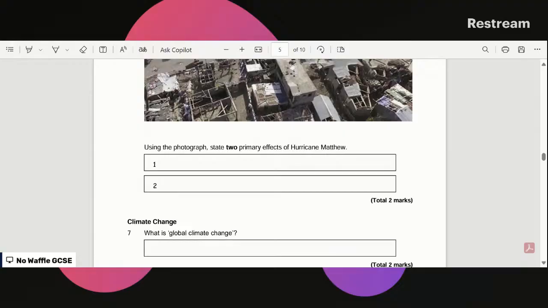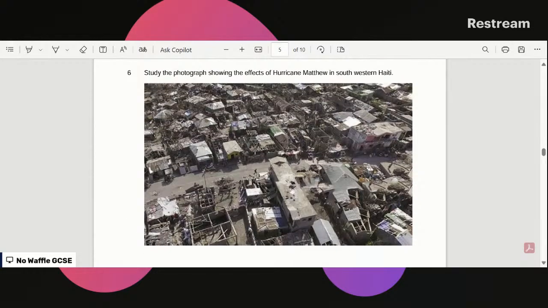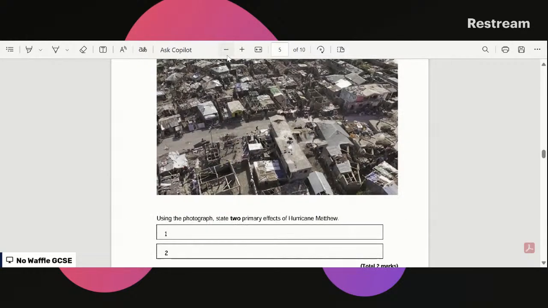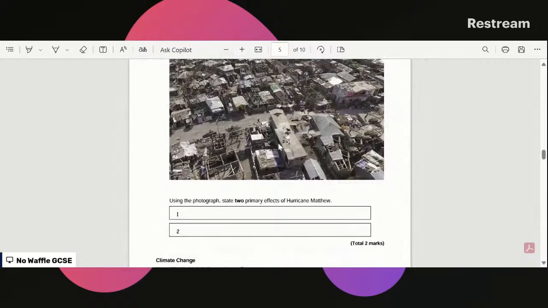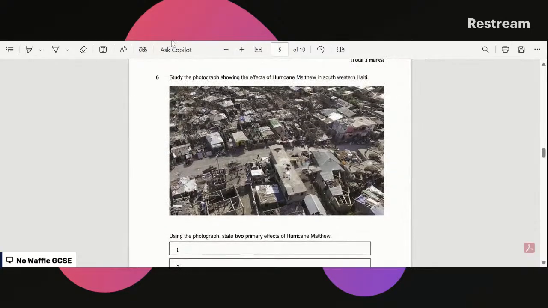So using the photograph, state 2 primary effects of Hurricane Matthew. So firstly, knowing what is a primary effect? Well, it's something that happens immediately after a disaster has occurred.